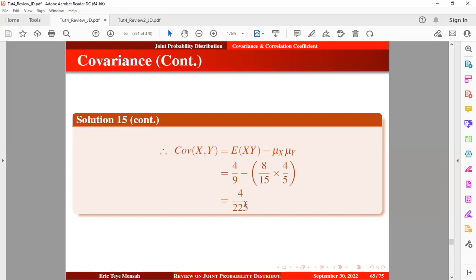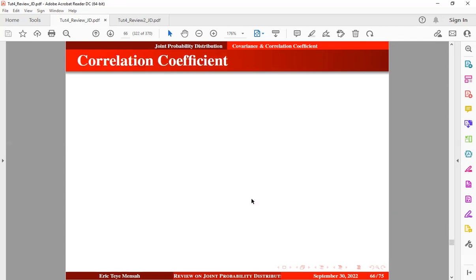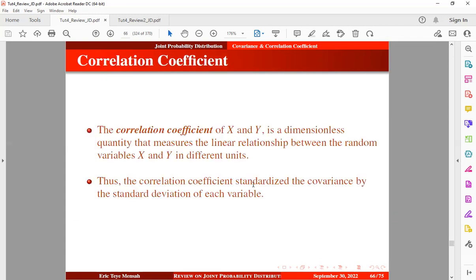So this follows that the magnitude of this covariance does not indicate anything regarding the strength of the relationship between the random variables, okay? So in order to make this scale-free so that we can have the actual strength between the random variables, we try to make use of the correlation coefficient, okay? So the correlation coefficient will standardize the covariance by the standard deviation of each variable, okay? And once this is done, we can then determine the actual strength between the two random variables, okay?